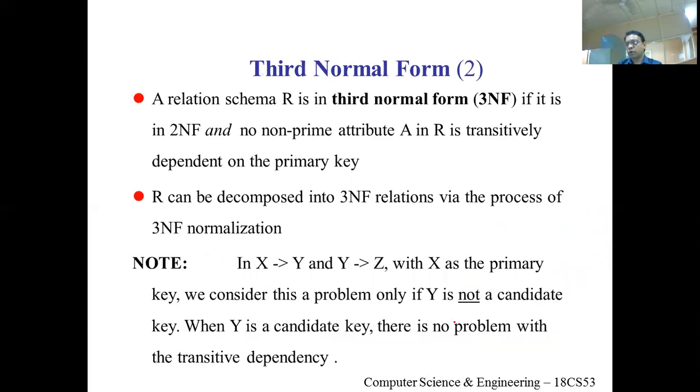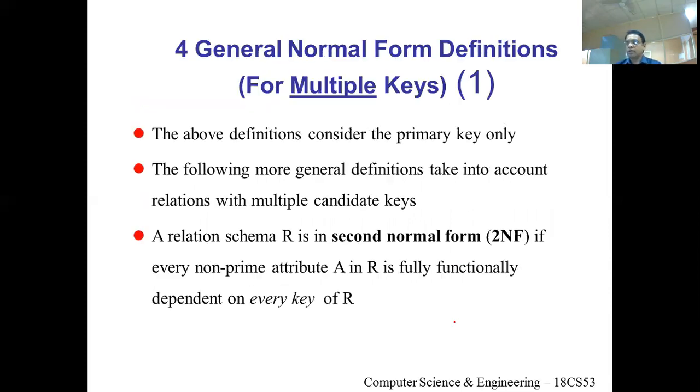And we have one more definition for third normal form. We'll discuss that one later. General definitions for second normal form and third normal form. Whatever definitions we have discussed so far consider only the primary key. The following definitions that I'm going to give are more general definitions that take into account relations with multiple candidate keys. The previous definitions won't consider multiple candidate keys.